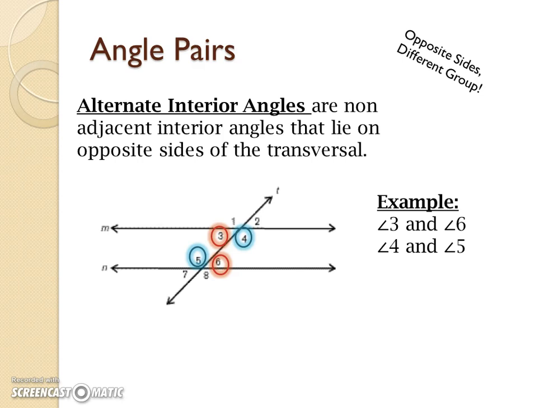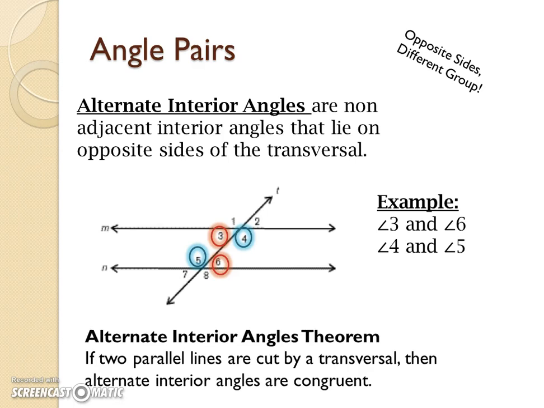So that's 3, 4, 5, and 6. The alternate part tells us opposite sides of the transversal. The transversal is T, the one that cuts through the parallel lines. So 3 and 6 are a pair of alternate interiors. 4 and 5 are a pair of alternate interiors. So you want to think opposite sides, and they're in different groups inside the parallel lines.